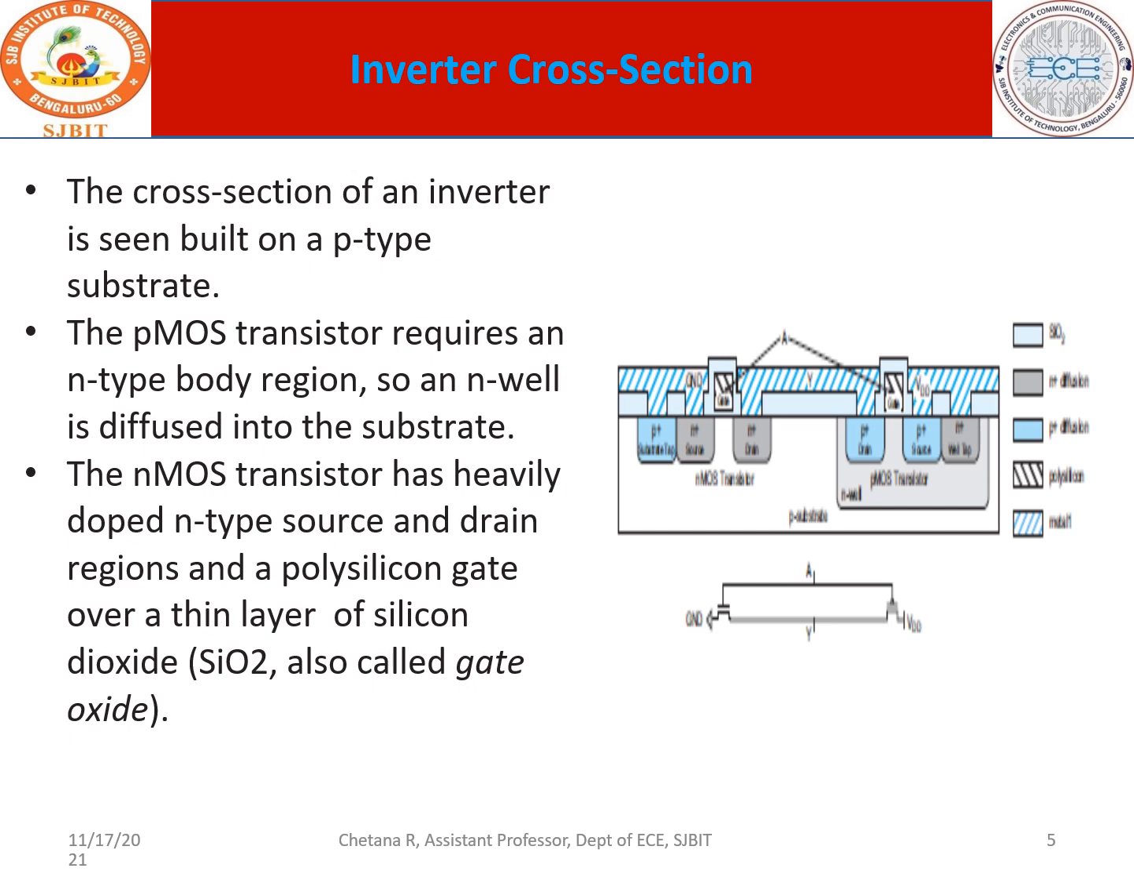The cross-section of an inverter is seen built on a P-type substrate. Normally the condition taken here is the inverter being constructed on a P-type substrate. P-type substrate means positive charge carriers, and it helps us to construct an NMOS transistor. The PMOS transistor requires an N-type body. Therefore, if you have a P substrate, you can create an NMOS transistor.